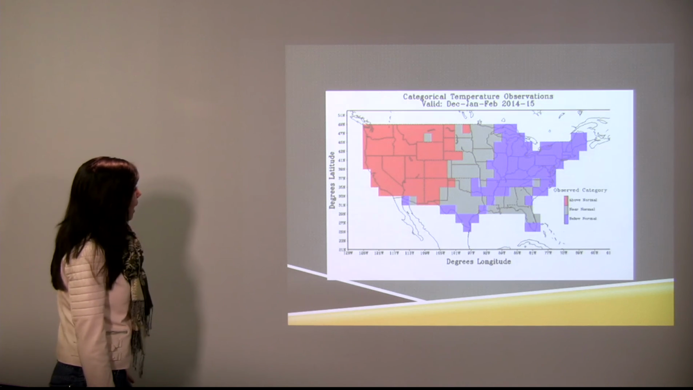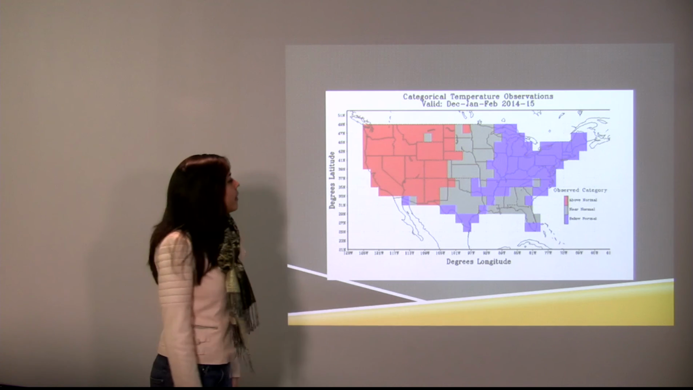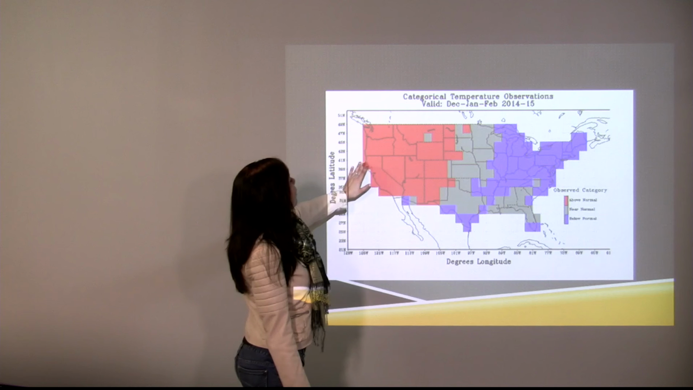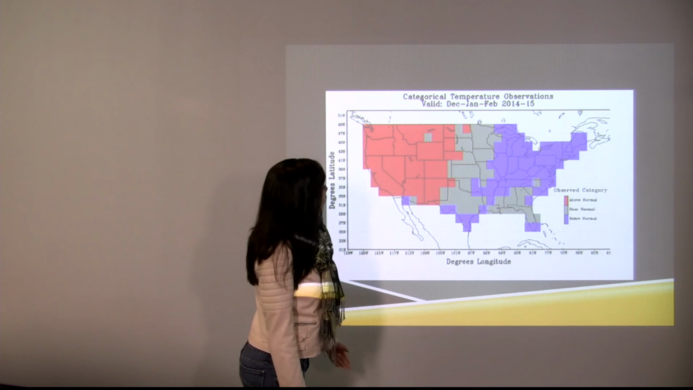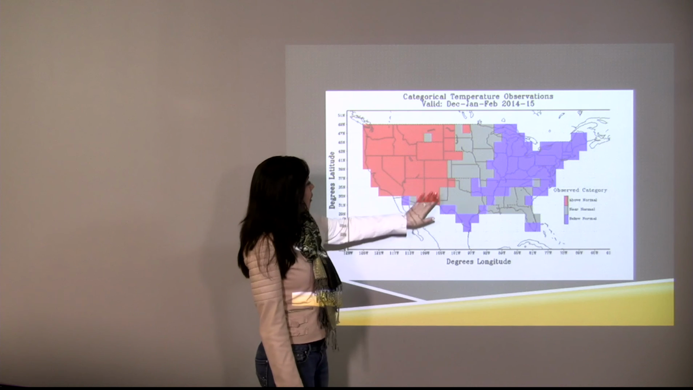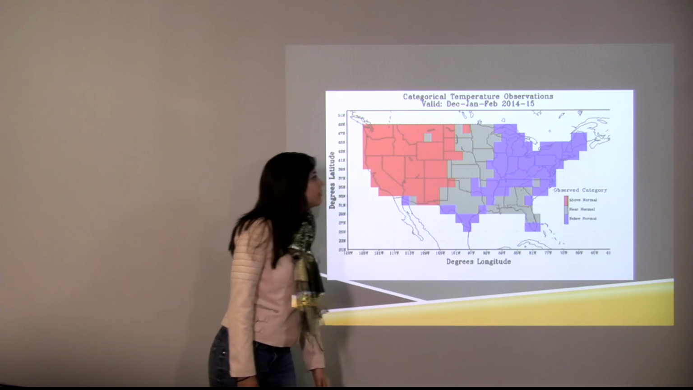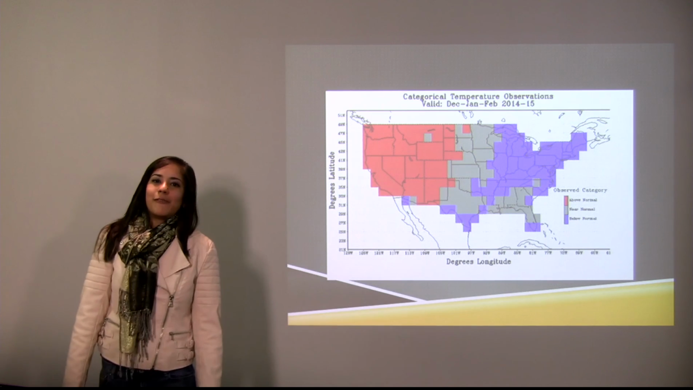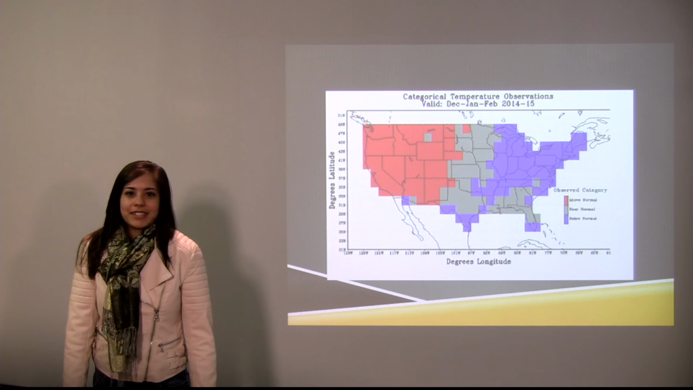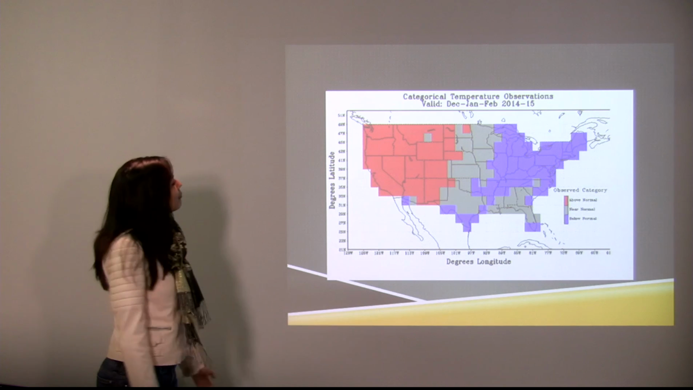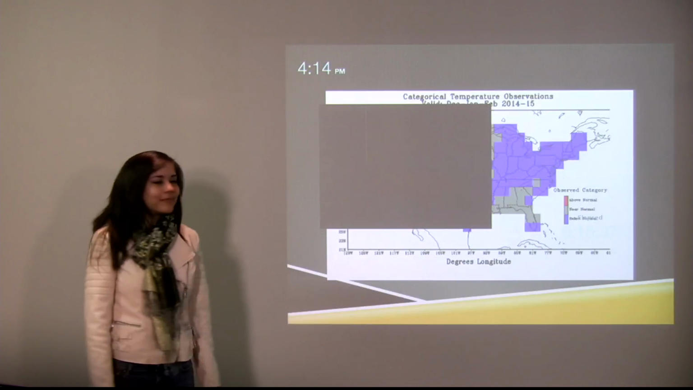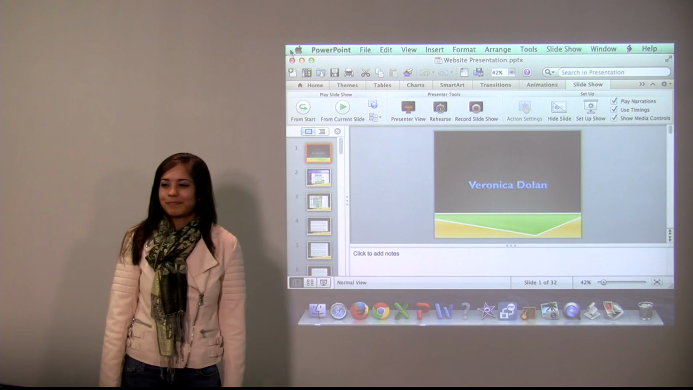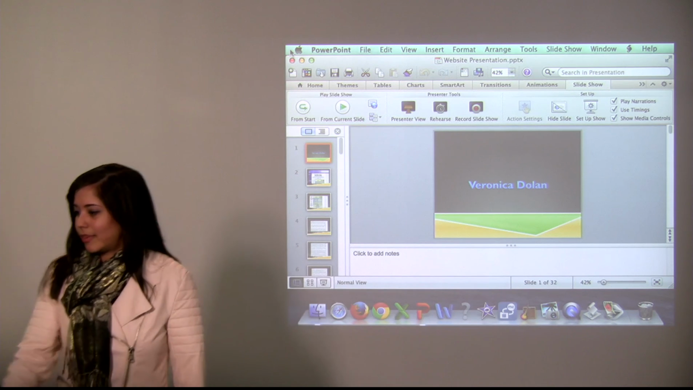To take a look at what actually happened for that time, we can see this broad area of red as above normal and blue below normal, and all the gray areas were near normal. So not too bad for verification. Forecast was not that off, but yeah, so that's what we were looking at. Thanks.